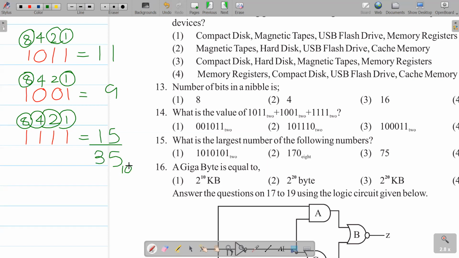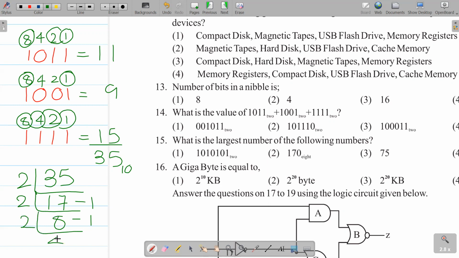So now we are going to convert 35 into binary. It gives me 17 and 1 is remaining. 8 and 1 is remaining. 4 and 1 is remaining.